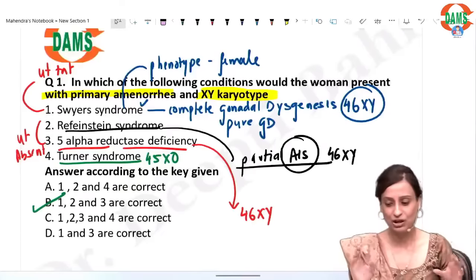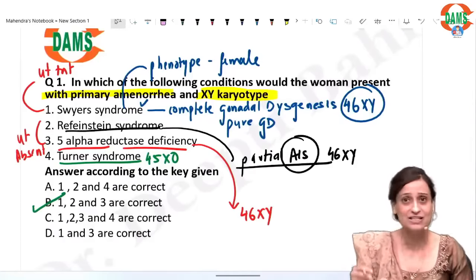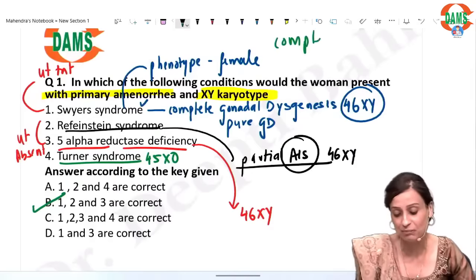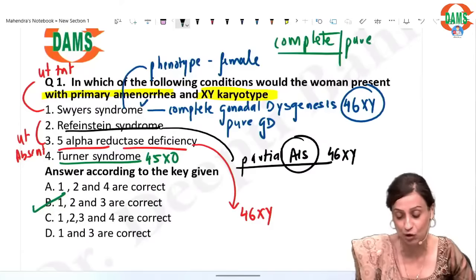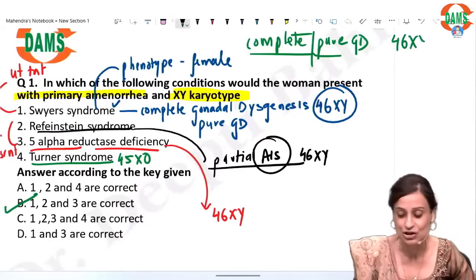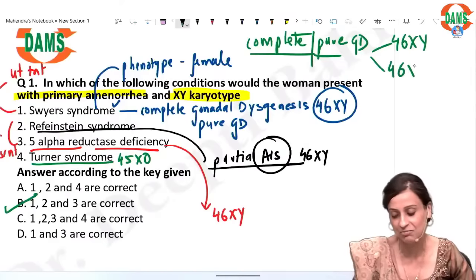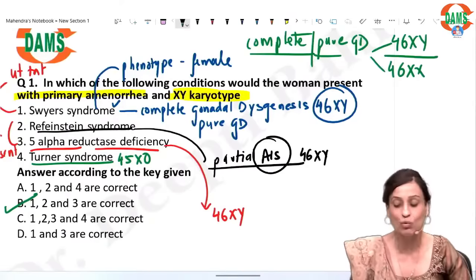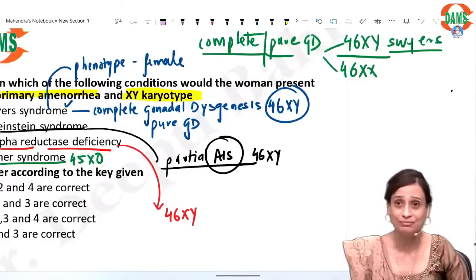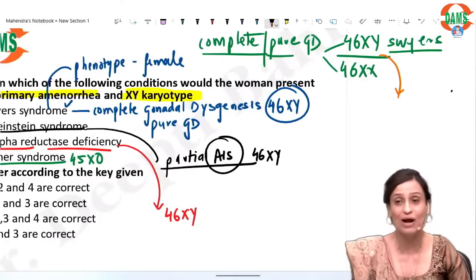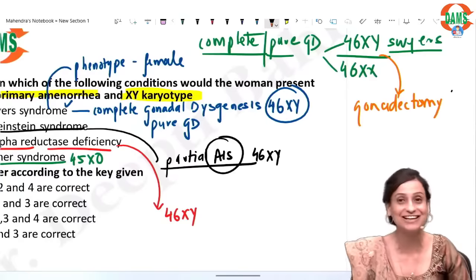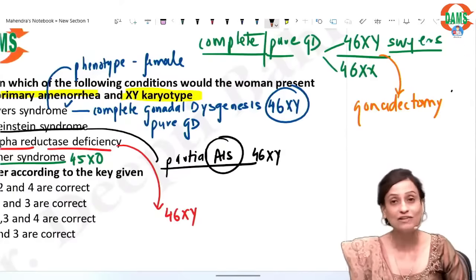Now I'm going to give you some very important key points about these. Please remember, Swyer's is complete or pure gonadal dysgenesis. But for INICET, remember that complete or pure gonadal dysgenesis can also be XX. So they can be XY, they can be 46XX. The XY one is what is called Swyer's syndrome. And please remember, it is the XY type only that will need gonadectomy. These things have been previously asked in the INICET exam, so you should know this. Not all of them would need gonadectomy.